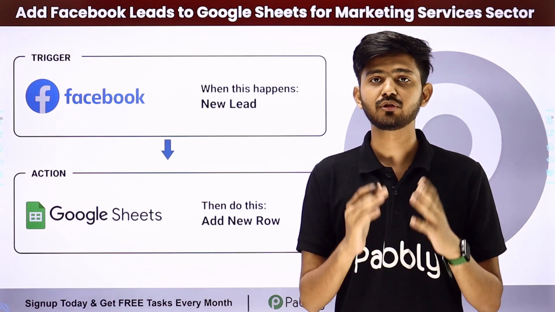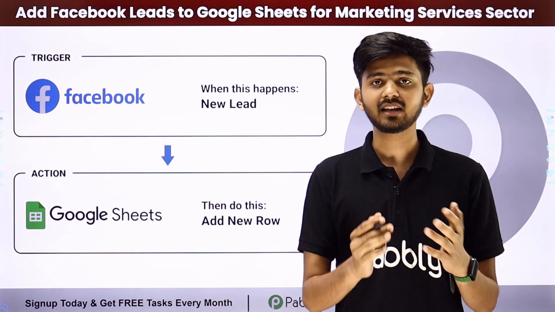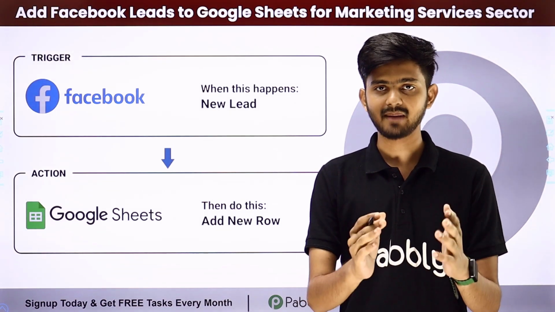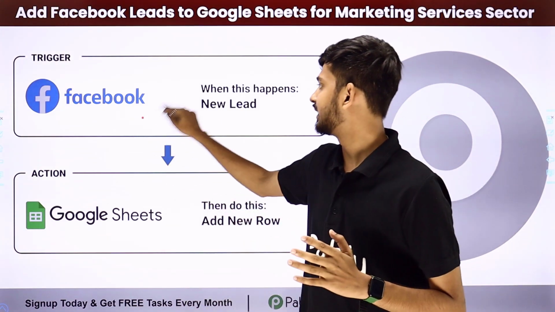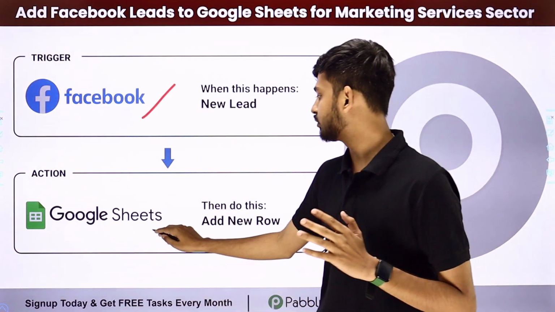For that, I'm going to use Pabbly Connect. Pabbly Connect is an amazing software for automation and integration. In Pabbly Connect, I'm going to use trigger and action. In trigger application, I will use Facebook lead ads. In action application, I will use Google Sheet.